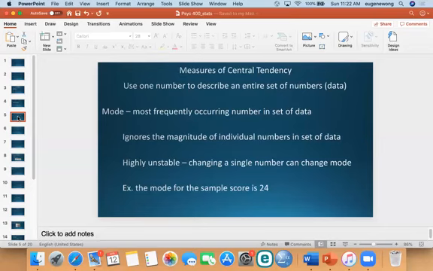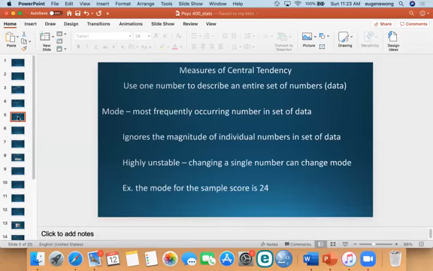Now, if for some reason there were two scores that were equally frequent, you would have to record both of those scores. If there were three scores that were equally frequent, you would have to report all three of the scores. So the mode is the one case where we're sort of violating this idea of using one number to describe an entire set of numbers.